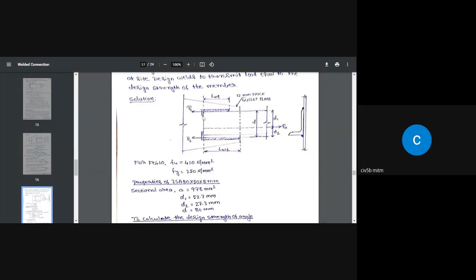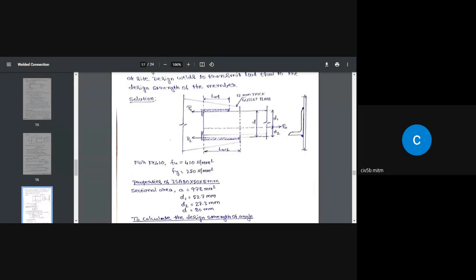Of course, we are going to give some return weld here as per the codal recommendation, but for strength consideration, we are not going to consider this. So we need to find out what is LW1 value we need, and we need to find out what is LW2 value we need.